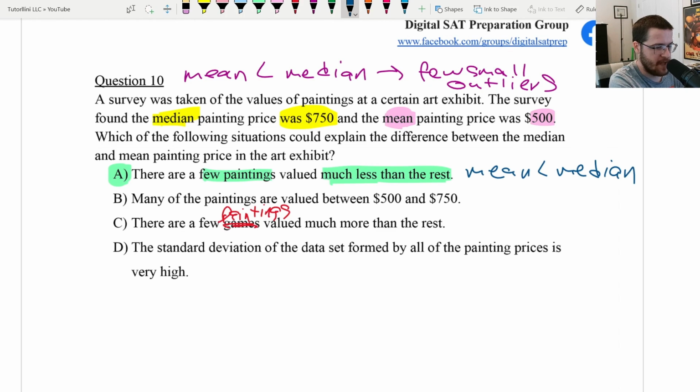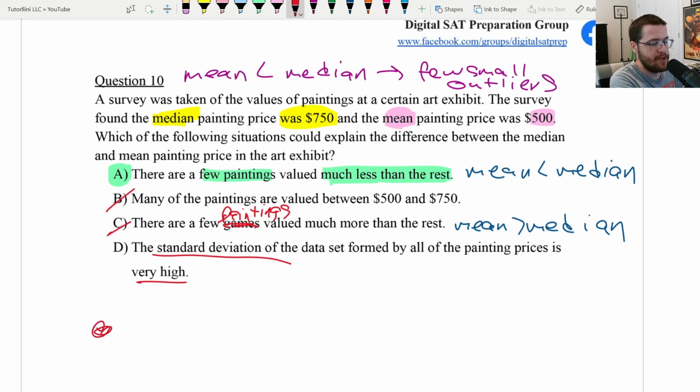C is basically saying paintings valued much more than the rest. The mean is greater than the median, which is not what we had. The mean was $500. The median was $750. So that's out. B is just super off topic. As a matter of fact, if the vast majority of them, like 90%, were between 500 and 750, the median probably wouldn't be 750. It would probably be somewhere between 500 and 750, maybe 600 or 650. So that doesn't make any sense whatsoever. Not only does it not explain what we want, but it doesn't make any sense based on what the question told us. And then D, the standard deviation is very high.